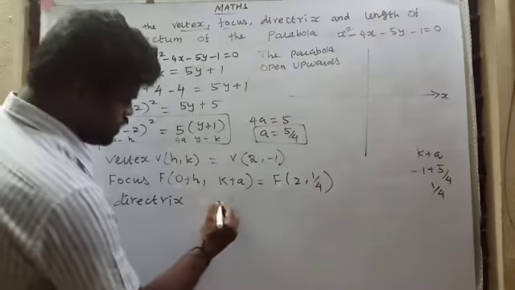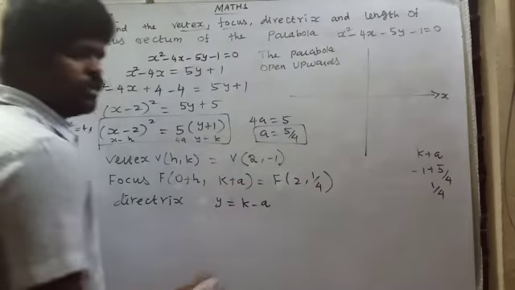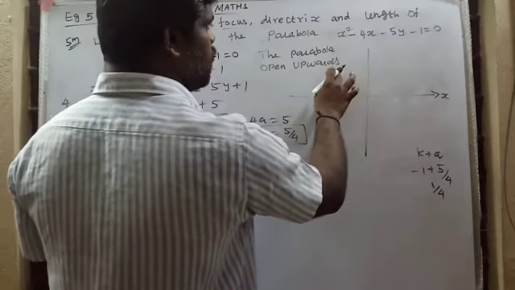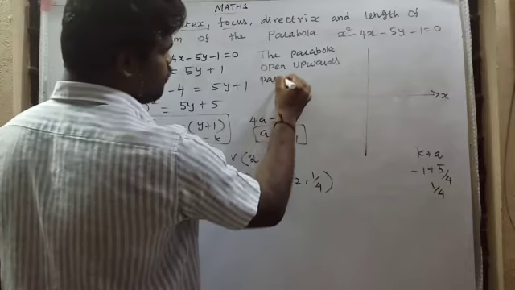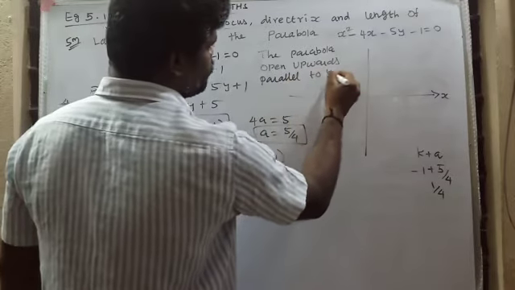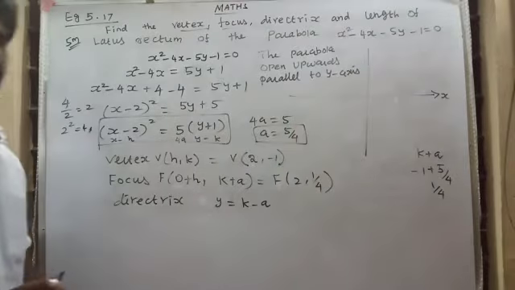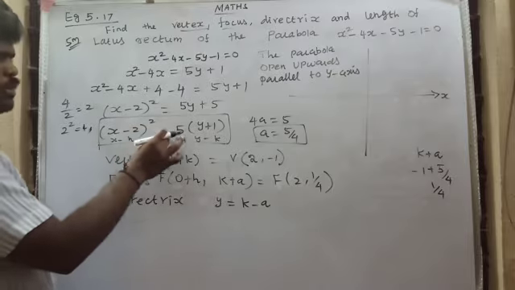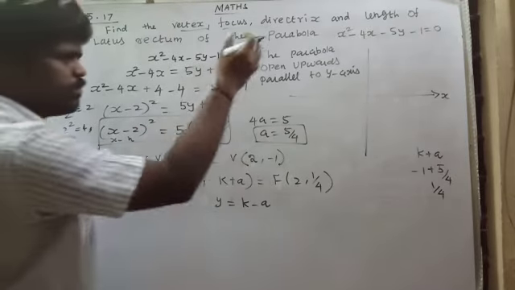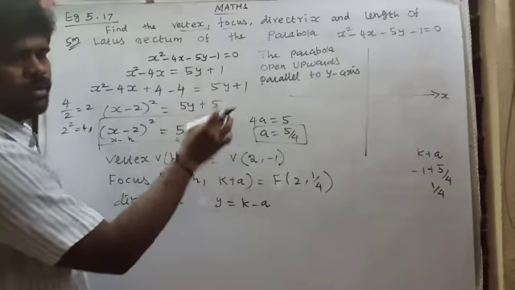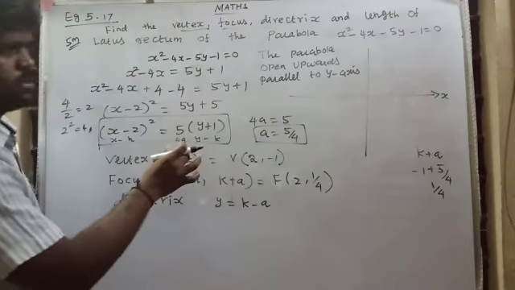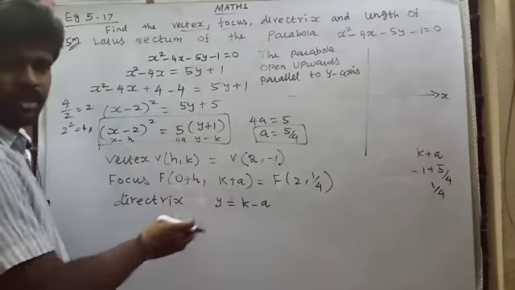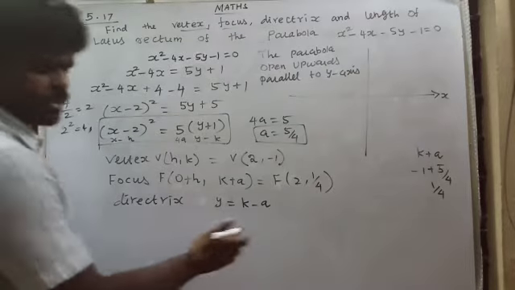The directrix equation is y equal to k minus a, because this is a parabola parallel to the y-axis. This parabola opens upward, parallel to the y-axis. Right? So how do we know it is parallel to the y-axis? This is the x square equal to 4a y form. This must be parallel to the y-axis because the h comma k value is not 0, so it does not pass through the origin. So the formula given in the book is y equal to k minus a, the directrix.